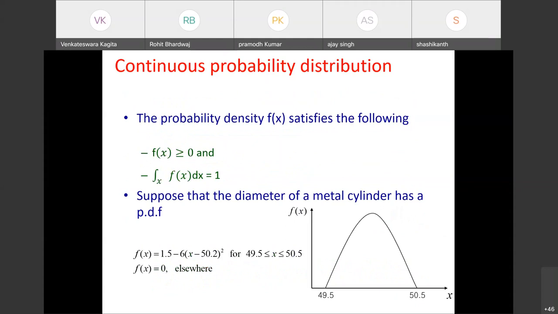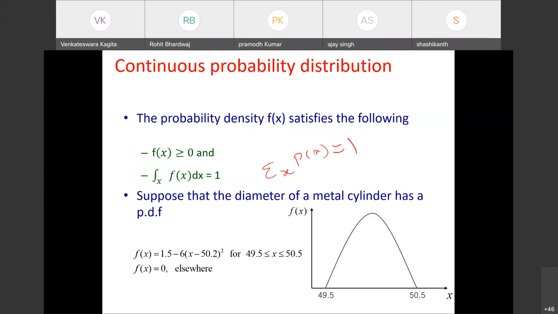But before that, these are the rules. Like in the discrete case, where we said probability must be greater than or equal to 0, here also f of x must be greater than or equal to 0. And the integral over x of f of x dx is equal to 1. This is equivalent to the sum over x of p of x being 1, because it is a continuous variable, so we represent it with the integral.